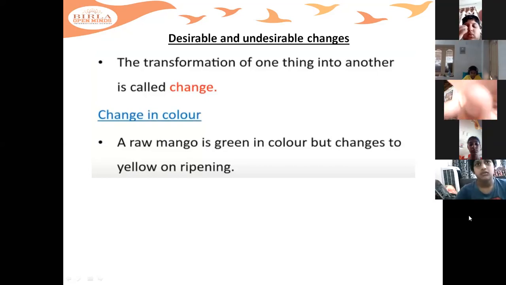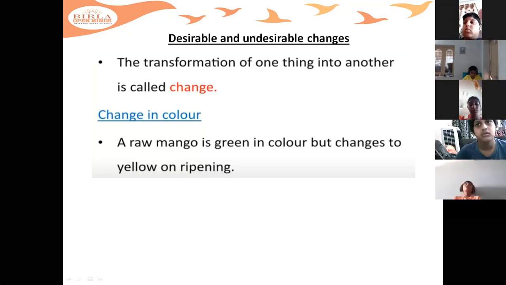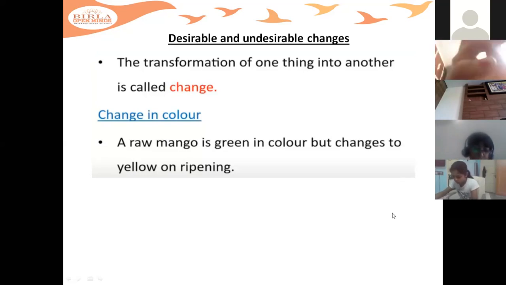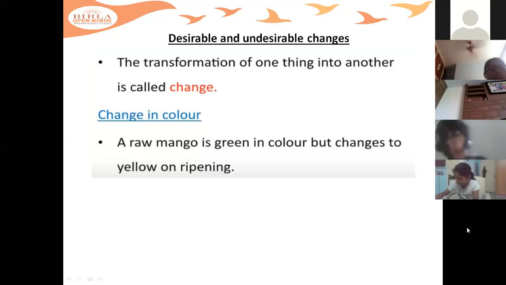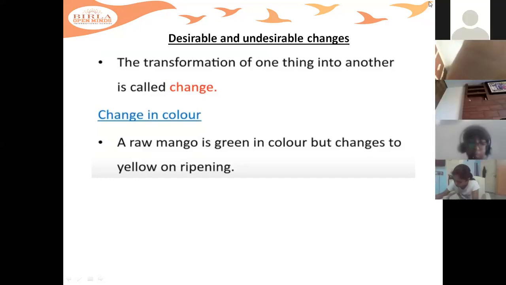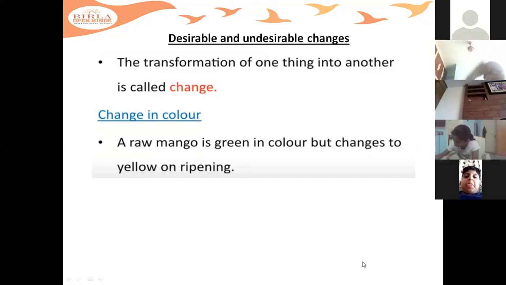Ma'am, revolution of the earth. Yes, good. Revolution of the earth. Ma'am, rotation also, ma'am. Yeah, okay, good. Traveler, ma'am. Traveler, yeah. Traveler will also be changing his position. Okay. And a few more examples you can give. Change in position.